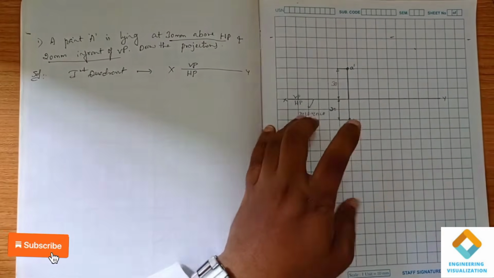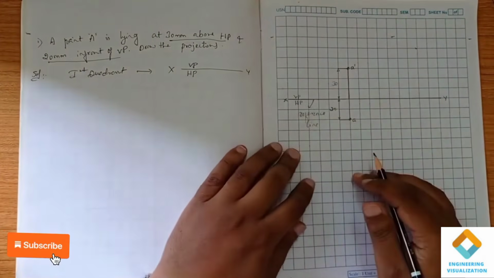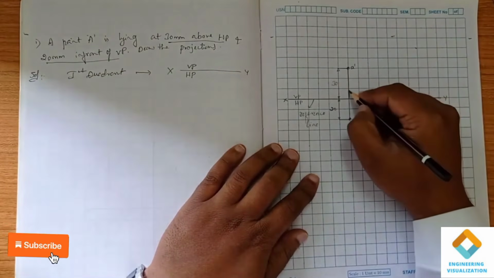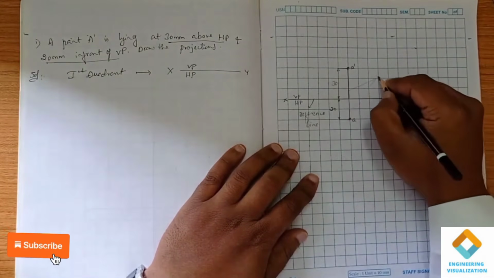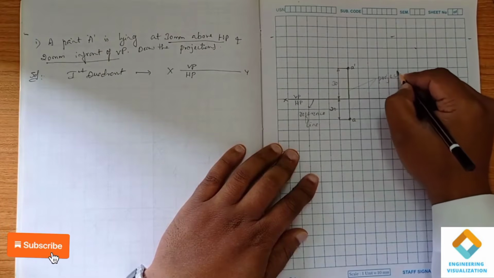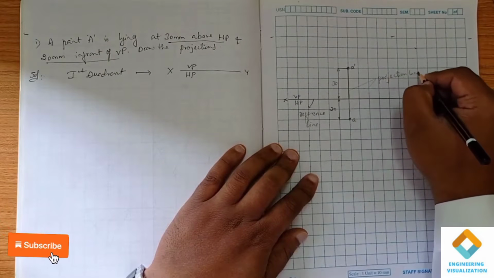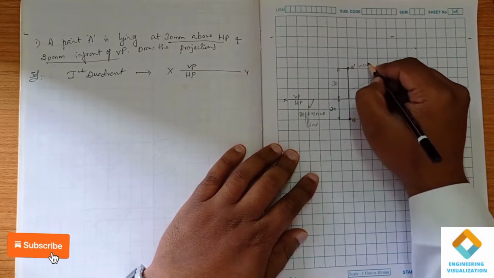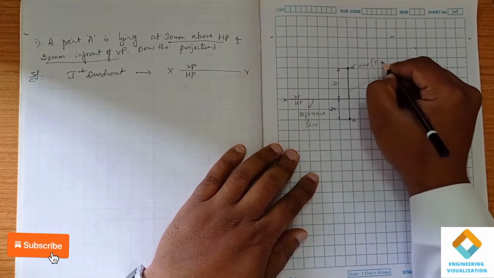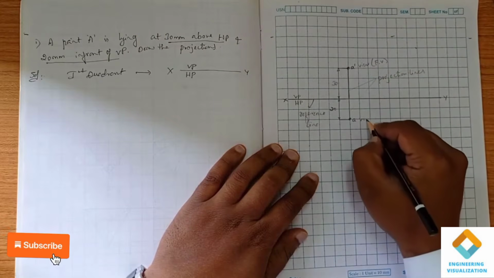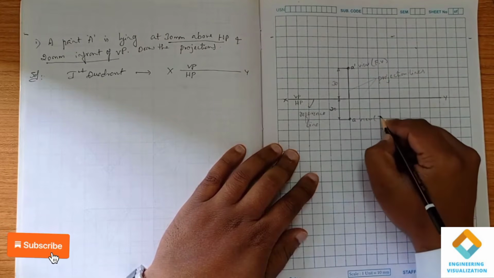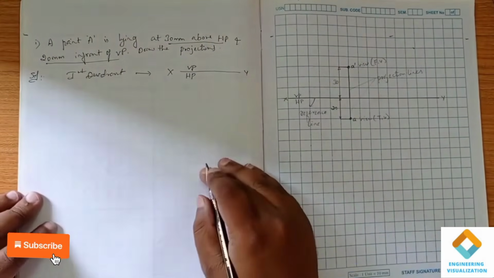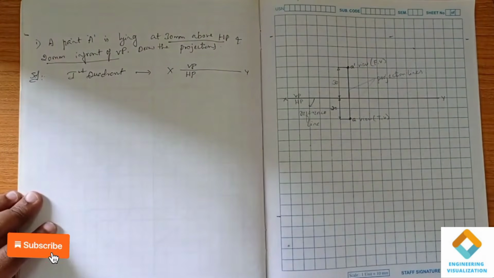Okay, so now we have done with the first problem. We are calling these two lines projection lines. These are views. Okay, these are views. This is the front view, this is also one view, this is the top view. Okay, so now we have done with the first problem. Similarly, now we will write the second problem.